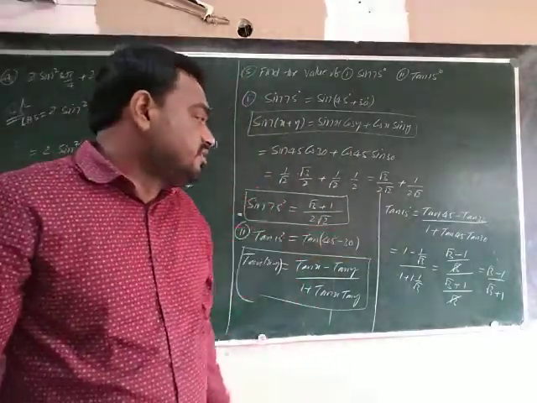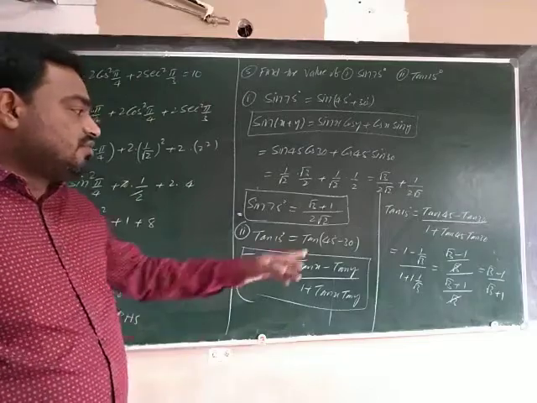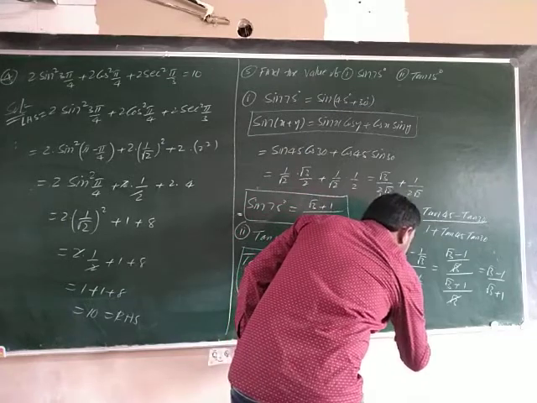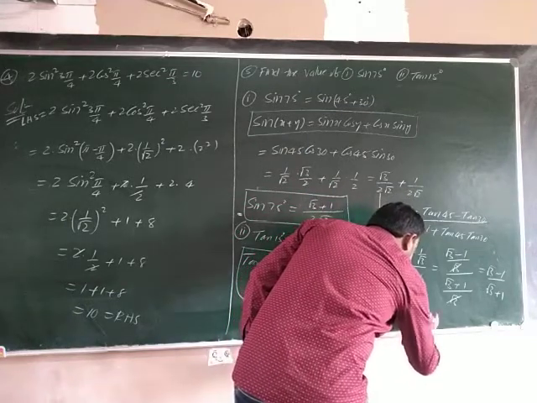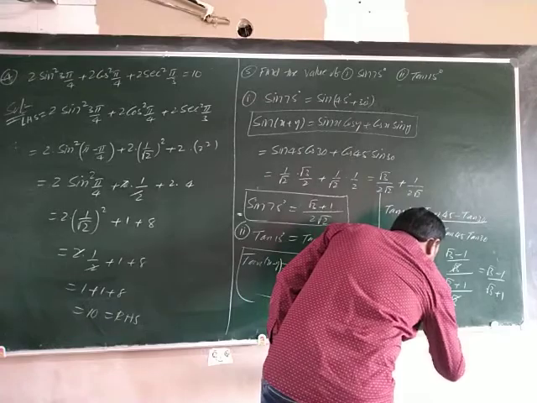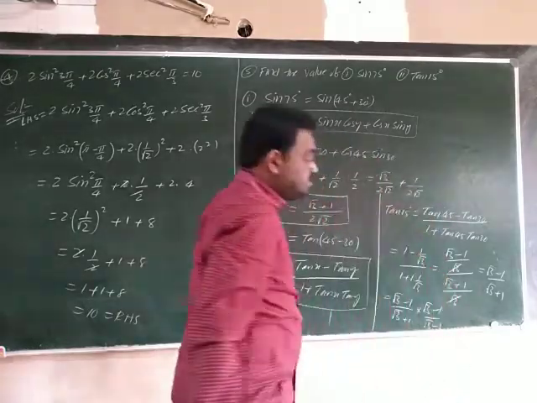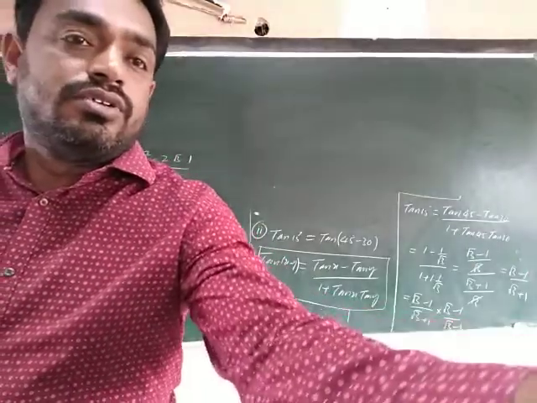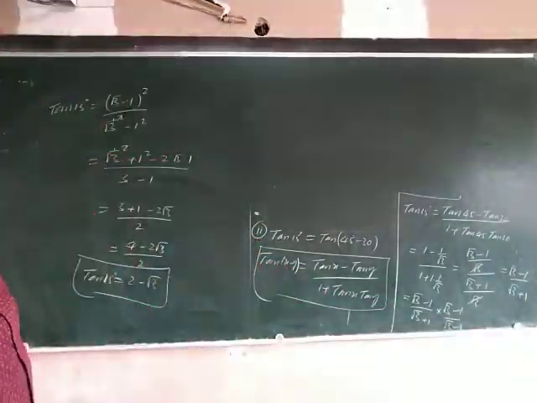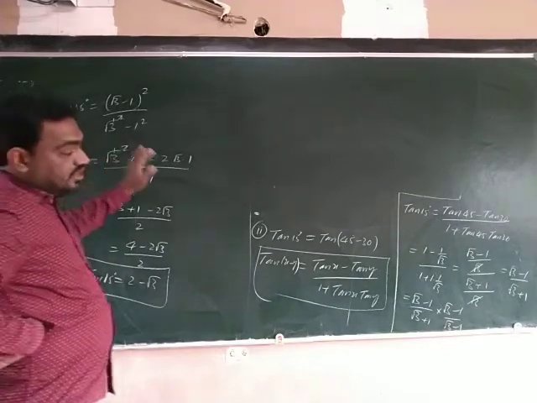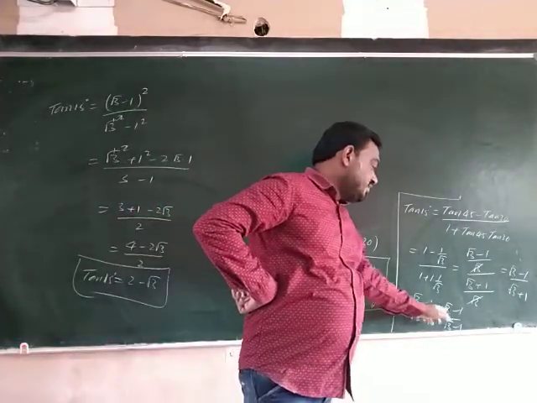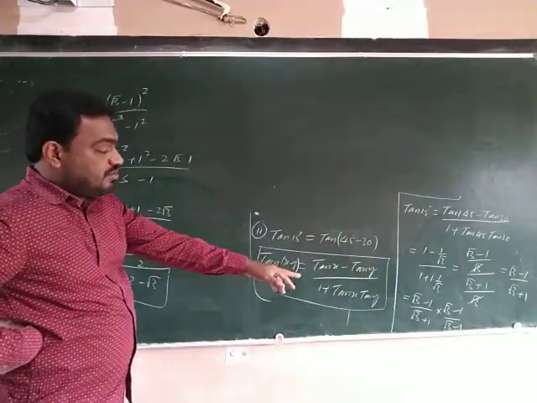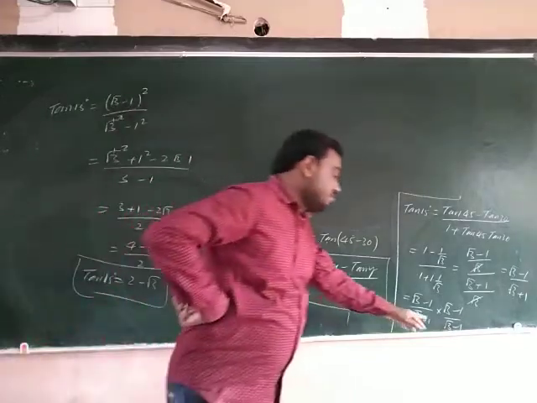Next, rationalizing the denominator. That means you multiply and divide with root 3 minus 1. This is equal to root 3 minus 1 by root 3 plus 1, multiply and divide root 3 minus 1. So what we are getting, you see now, tan 15 degrees is equal to root 3 minus 1 into root 3 minus 1, root 3 minus 1 square. Next, denominator root 3 plus 1 into root 3 minus 1.